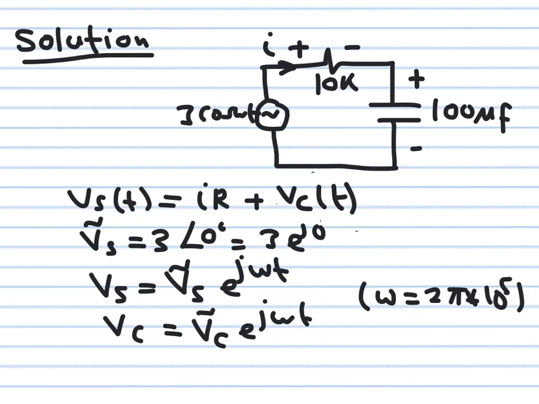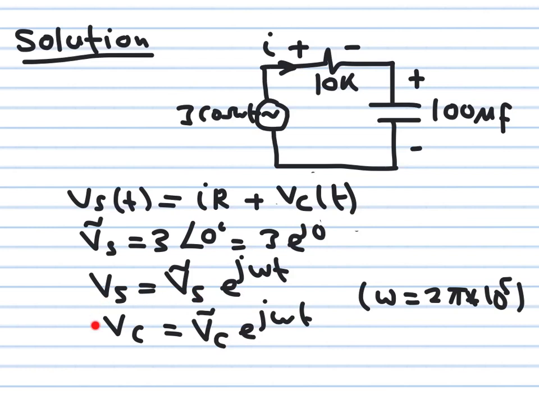We have to put everything in complex form. This one here is 3 cosine omega t. So as a phasor, it is 3 angle 0, because we agreed cosine omega t is a signal with a 0 phase. This was our reference. So it is 3 angle 0 or 3 e to the j 0. And the corresponding forcing function is the phasor multiplied by e to the j omega t. What's omega? We're told here in this example that the frequency is 10 to the power 5, then omega is 2 pi times 10 to the power 5.